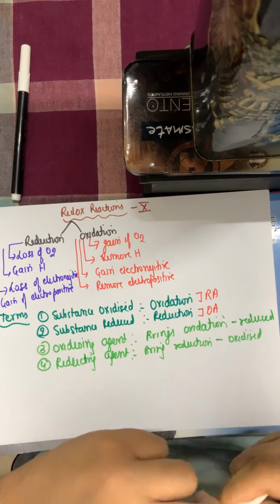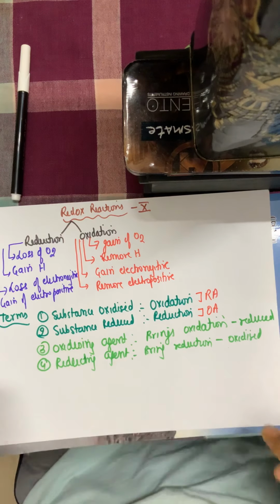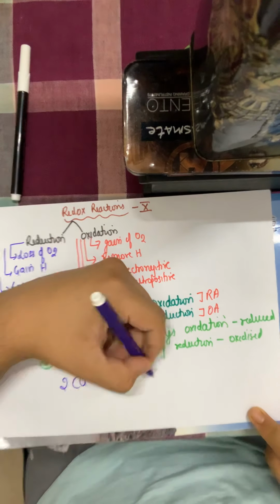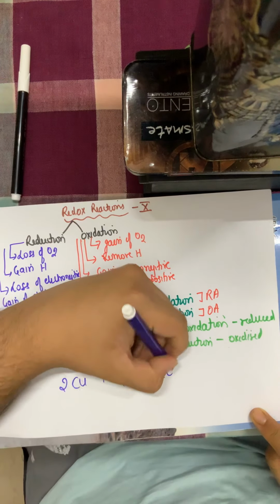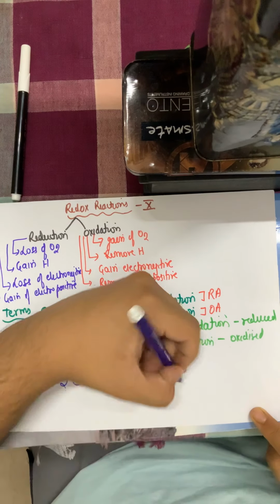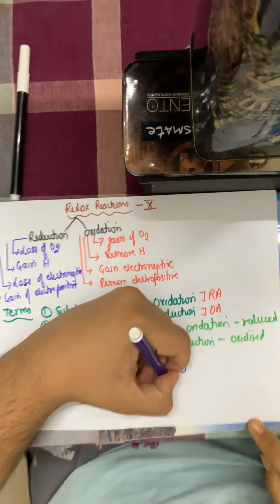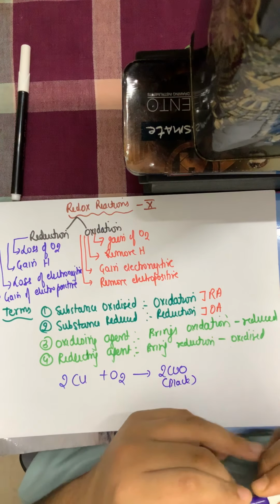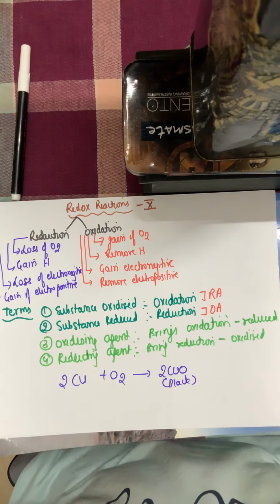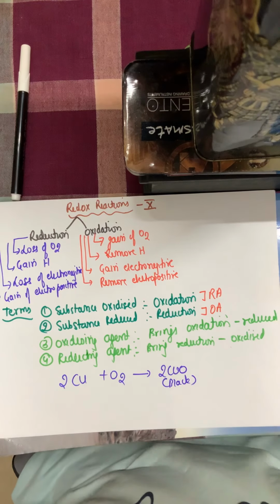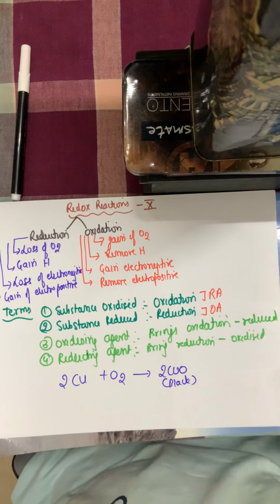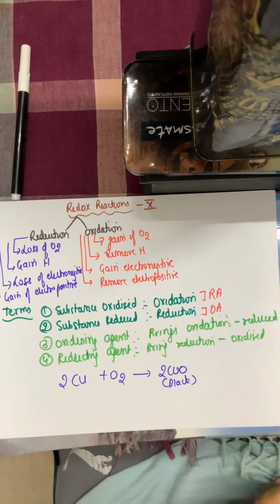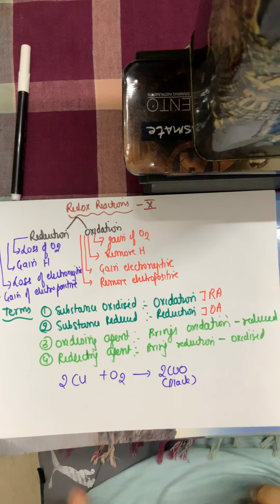Let me take up a reaction from the NCERT. Copper plus oxygen, I'm balancing the equation, will give copper oxide. This is black in color, copper is not black. So this can be asked as an observation also, that when copper is kept open in air, in presence of oxygen, it turns black. Why? Because it is forming copper oxide. That's a reasoning question. Now in this particular reaction, I have to identify these four substances.